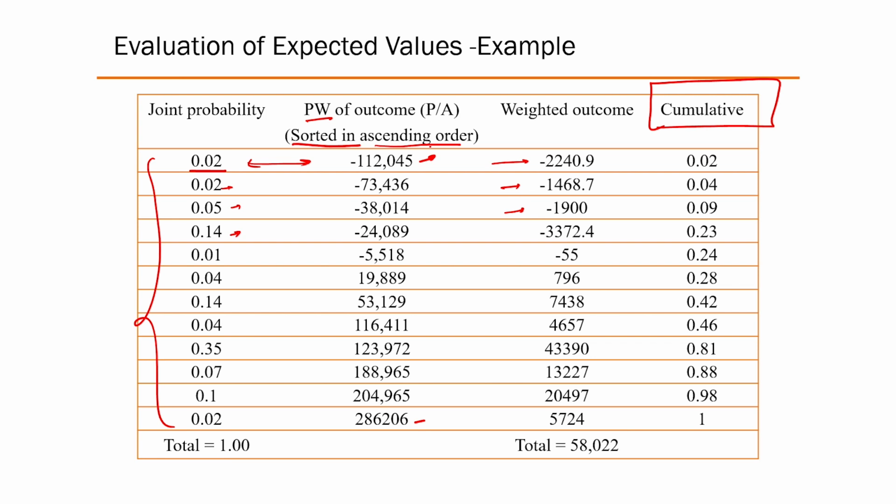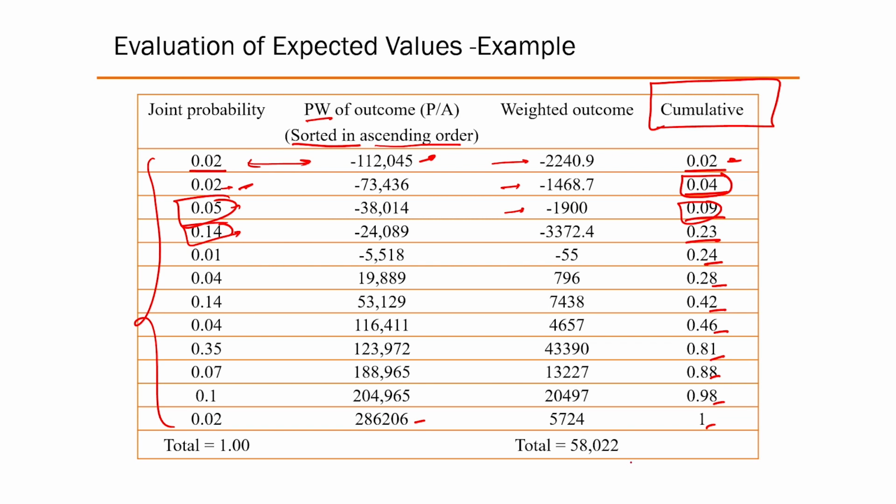So what is cumulative probability? This is 0.02. Then the next one becomes 0.04, which is this value plus this value, just simply added. Then the next value is this value plus this value, so it's coming out to be 0.09. Then this value added to 0.14, so you get 0.23, 0.24, 0.28, 0.42, 0.46, 0.81, 0.88, 0.98, and 1. Clear? That is how we calculate the cumulative probability.